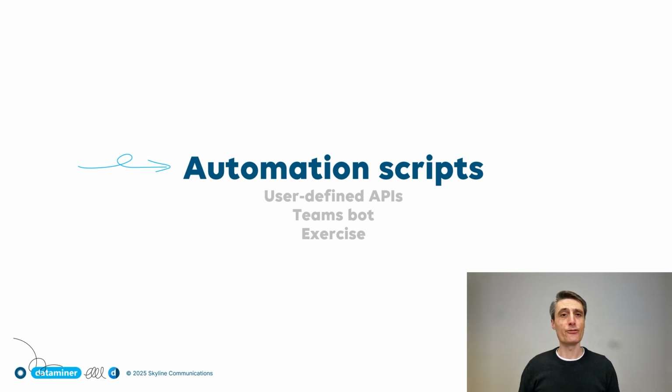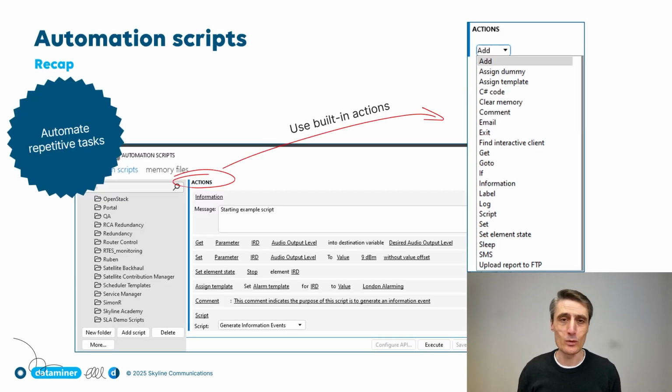All right, so first things first, automation scripts with a quick recap. So we already went into the automation scripts UI where we have all our scripts on the left-hand side. We can create some folders, add scripts in there. So we do all of that management. We have already looked at it.